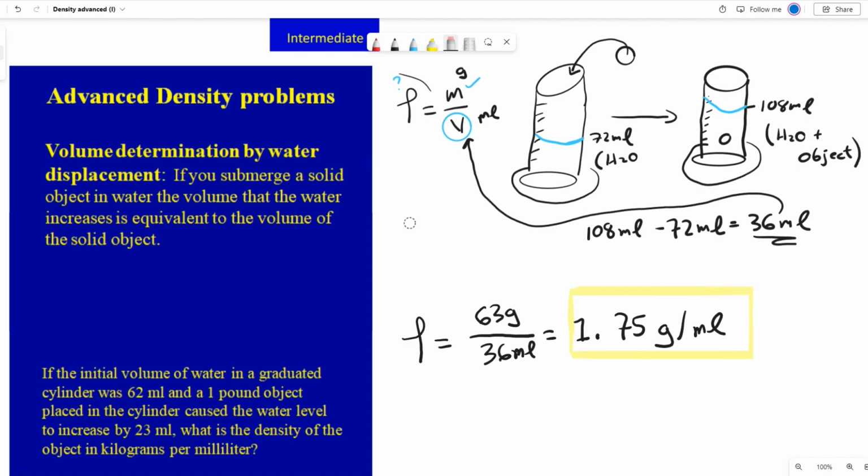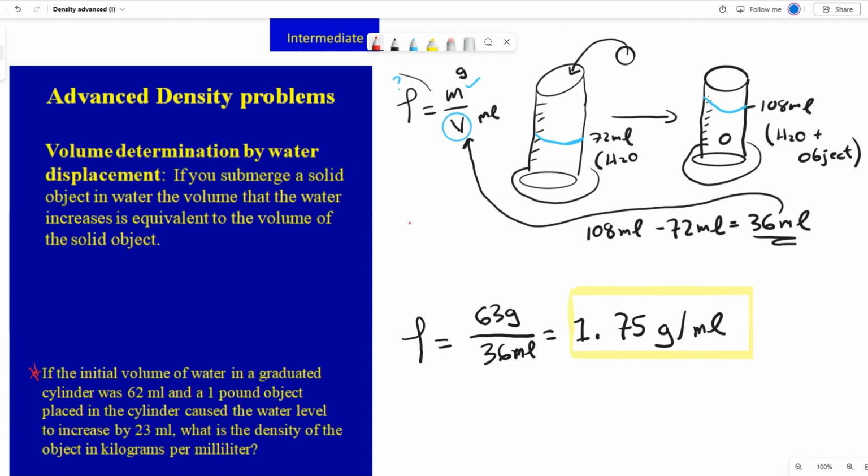So the second problem says, if the initial volume of water in a graduated cylinder was 62 milliliters, and a 1 pound object was placed in the graduated cylinder and caused the water level to increase by 23 milliliters, what is the density of the object in kilograms per milliliter?